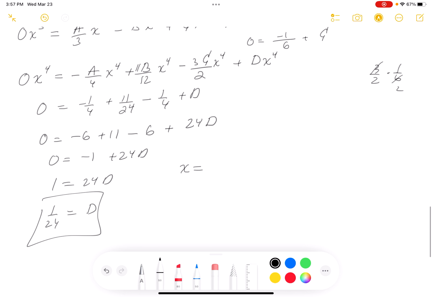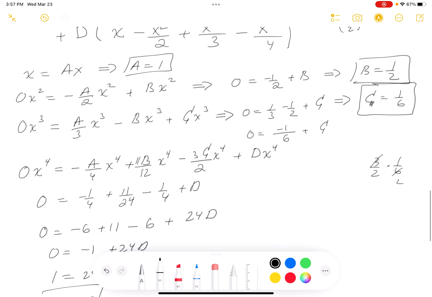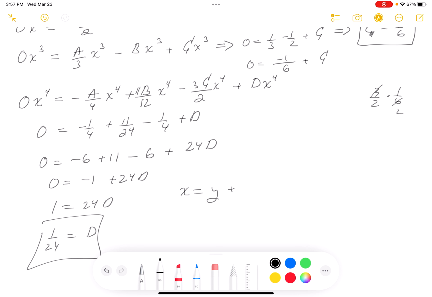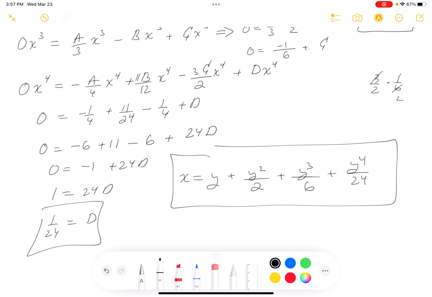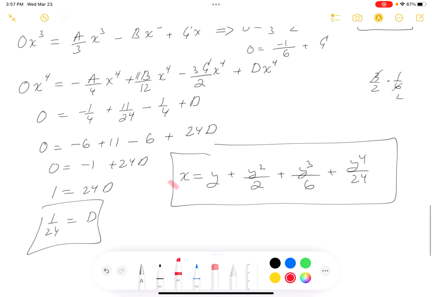A was 1. What's the b? A half. What's the c? 1/6. And what's the d? 1/24. Put a box on it, and let's hope things go smoothly. Let's take a look if I got the answer. X equals y, 1/2 y squared, 1/6 of a y cubed, and 1/24 of a y fourth.